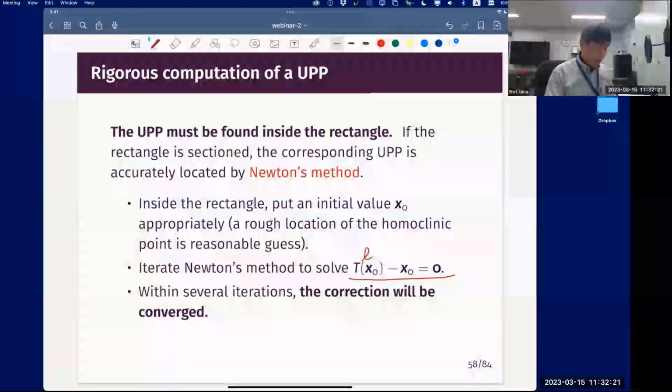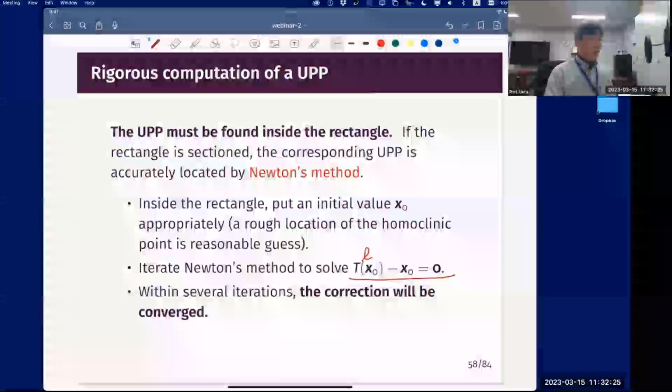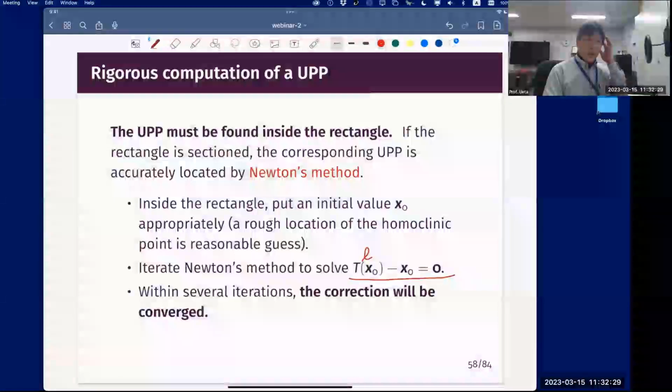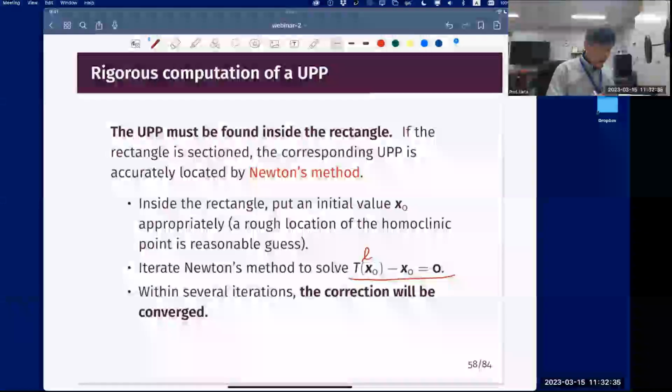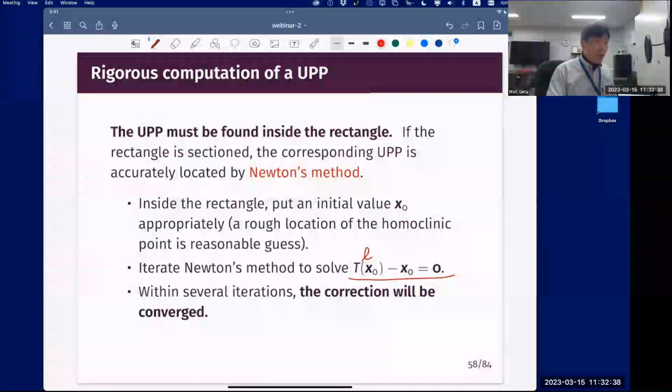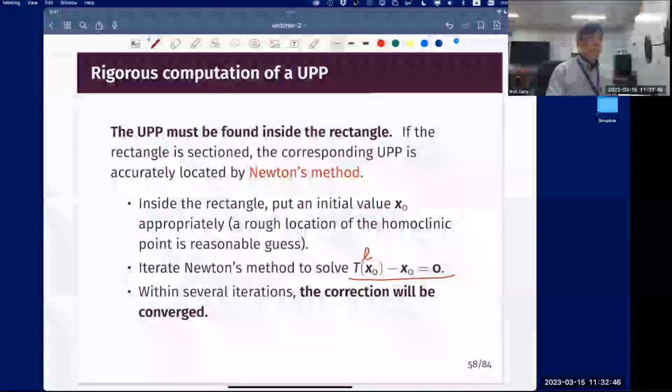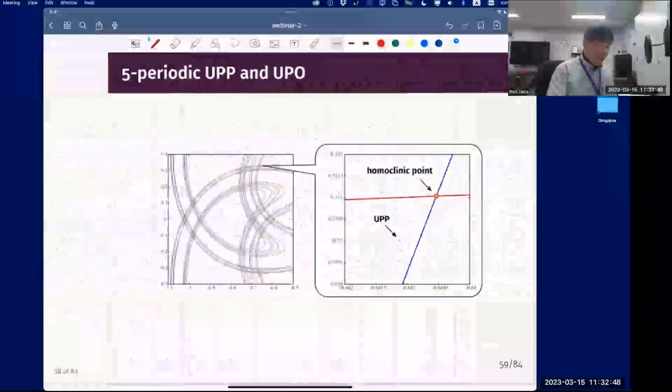So we applied Newton's method to solve this equation. You can find the L periodic motion from the rectangle first guess. Probably this rectangle location information is a good initial guess for Newton's method. Several updates can give the very accurate position of the periodic point.